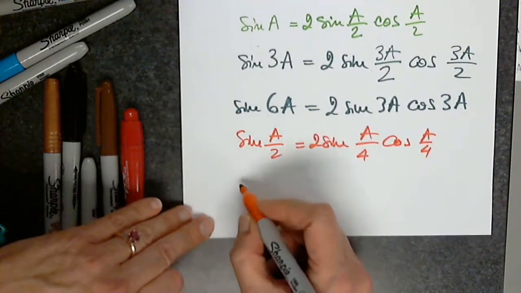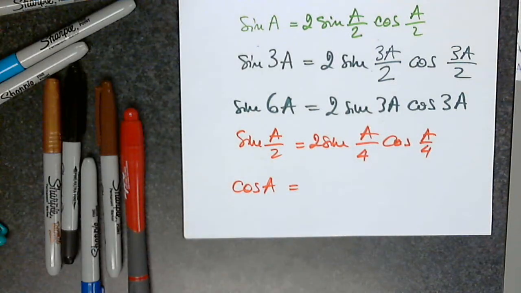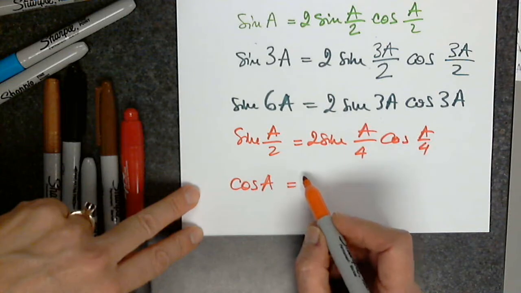Okay, let's do it for cosine. Let's say I want cosine A. Use any of those 3. I don't care which one you use. We have 3 formulas for cosine of twice alpha, or 2A. So cosine squared.